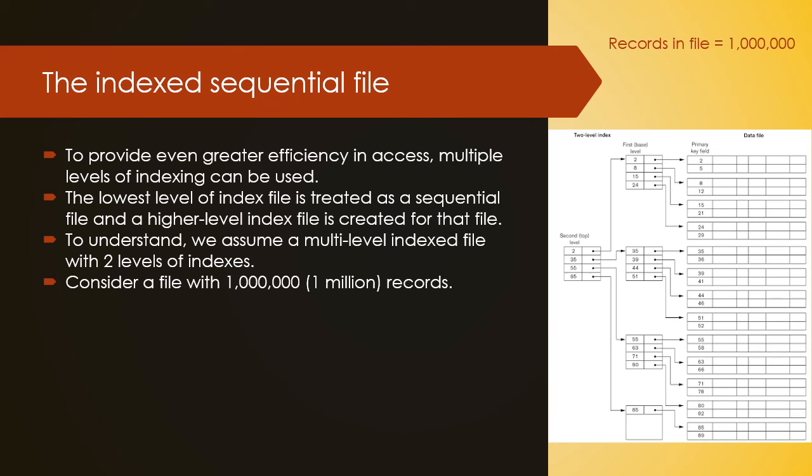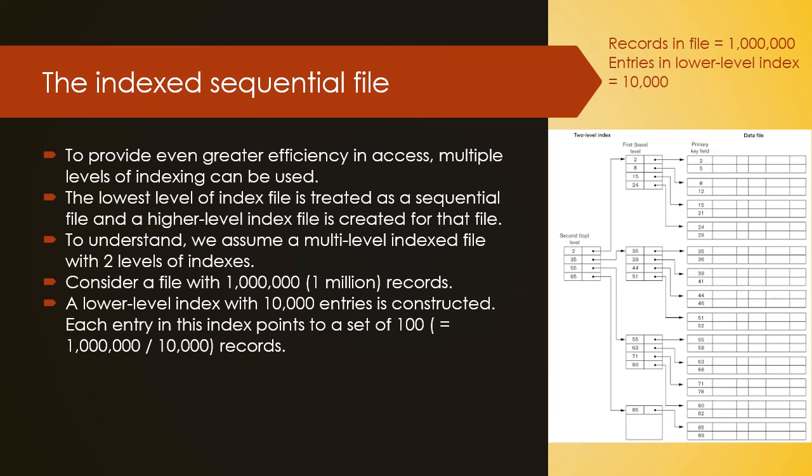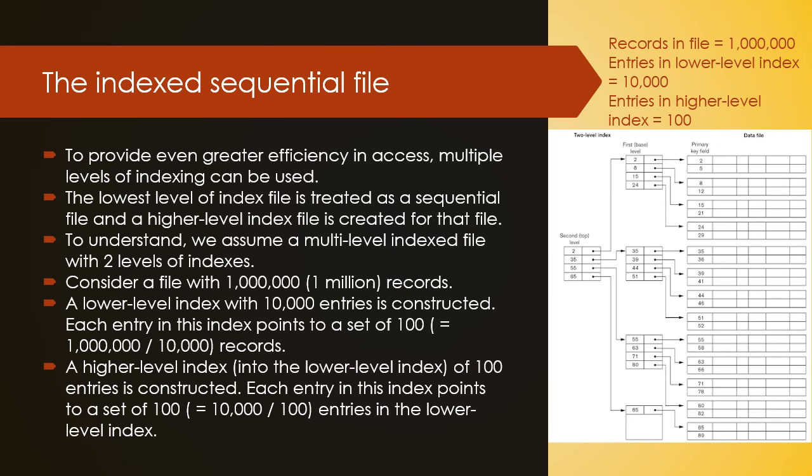Consider a file with 1,000,000 records. A lower level index with 10,000 entries is constructed. Each entry in this index points to a set of 100 records. A higher level index into the lower level index of 100 entries is constructed. Each entry in this index points to a set of 100 entries in the lower level index.